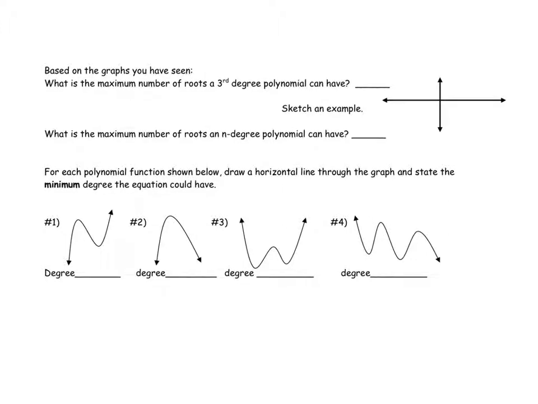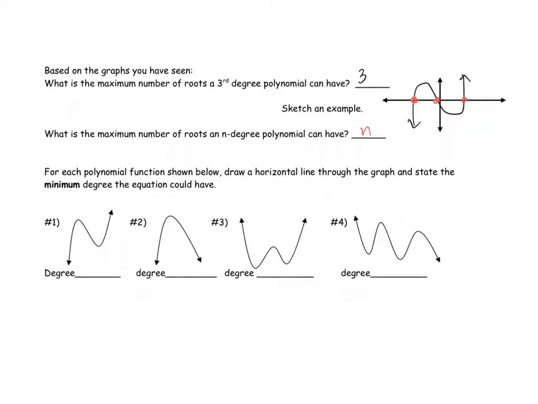Okay, so a couple things to bring together. The maximum number of roots you could have in a 3rd degree polynomial is 3. Something like that would have 3. Root here, here, and here. They don't all have to have 3. You could have something that goes like this. But we'll get into that later when we talk about imaginary roots. The maximum number of roots an n-degree polynomial could have, so any number, is going to be n. So if I have a 10th degree polynomial, the highest number of roots it could have is 10.